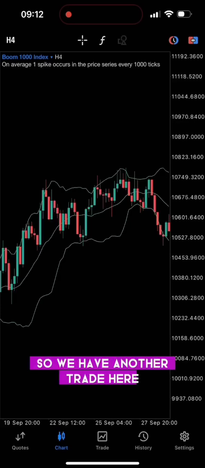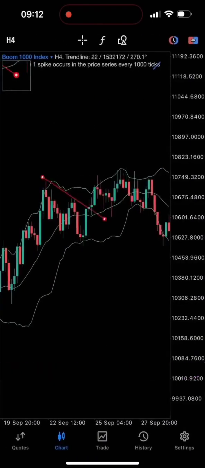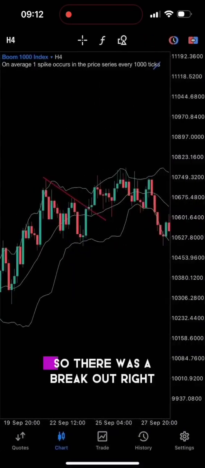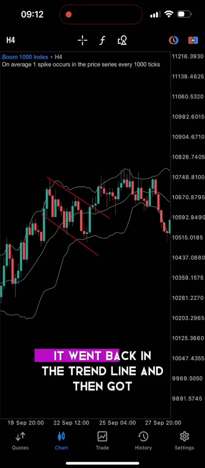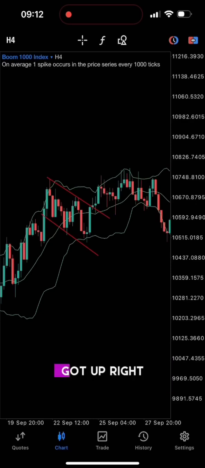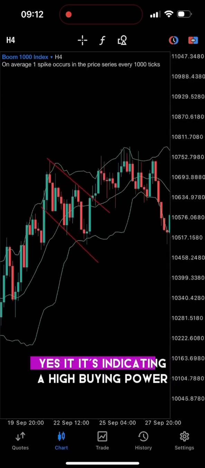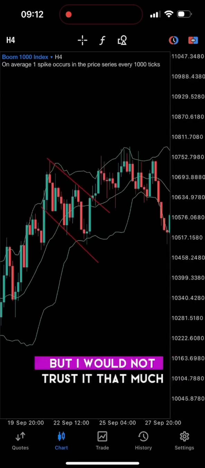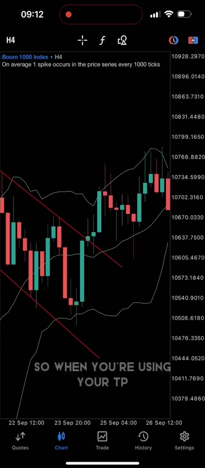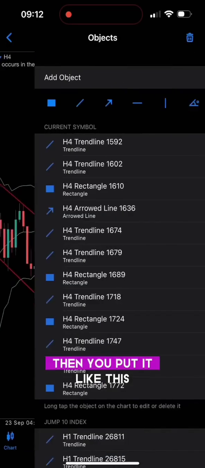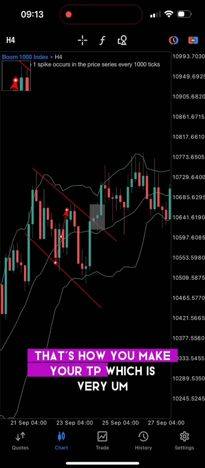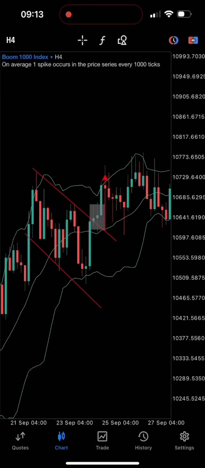So we have another trade here. So there was a breakout, right? And something like a pullback, but I'm not sure. It went back in the trend line and then got up, right? Yes, it's indicating a high buying power, but I would not trust it that much. So when you're using your TP, you use the space in the channel, then you put it like this. That's how you make your TP, which is very accurate, by the way.